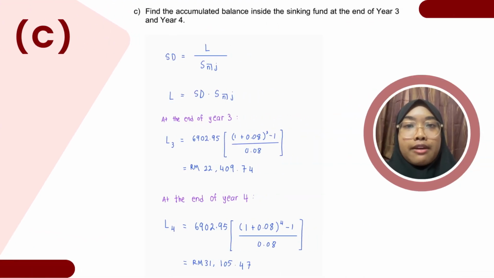And for part C, find the accumulated balance inside the sinking fund at the end of year 3 and year 4. We use the sinking fund deposit formula. SD equals to L over S angle NJ. So we derive from that. So we want the L equals to SD times S angle NJ. So calculation for end of year 3, we substitute the information. We have the SD and we have the N and J. So after calculation, for the end of year 3, we got RM 22,409.74.